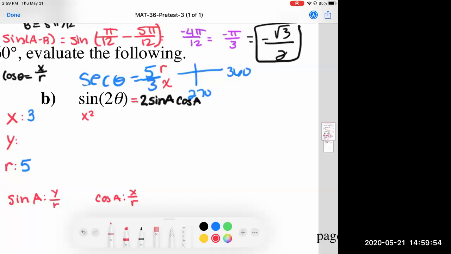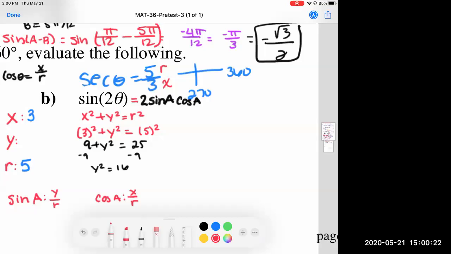So that we have x squared plus y squared equals r squared. I know x and I know r. So x is 3 squared. I don't know what y squared is, and r is 5 squared. So that we have 9 plus y squared is equal to 25. Minus 9, minus 9. Y squared equals 16. Take the square root of both sides. Don't forget plus or minus. So y is equal to plus or minus 4.